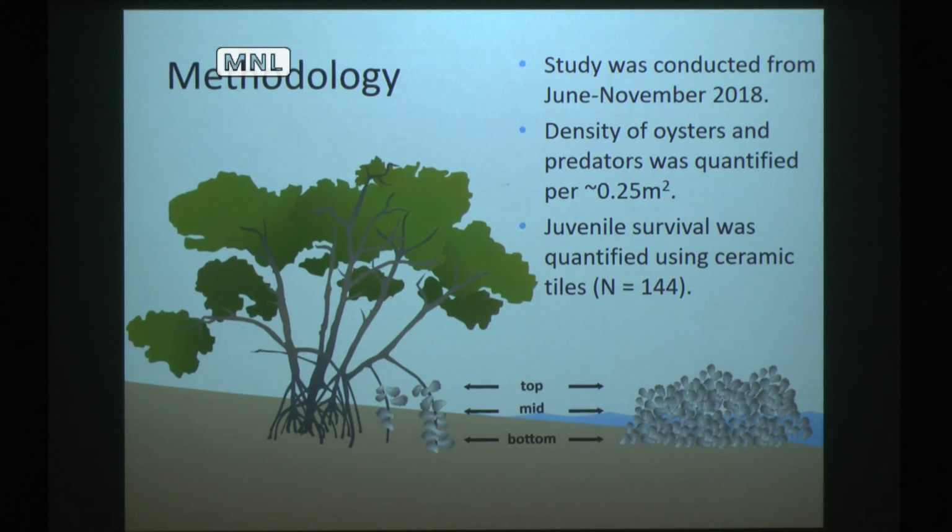To address the questions, I sampled oysters from June through November of 2018. I looked at oyster density as well as the density of predators. And I also quantified juvenile survival similarly to how I did in the first chapter, with the only difference that I didn't obtain juveniles from a hatchery. I just settled the tiles in the field and kept track of those oysters that settled. And I did this at 3 intertidal locations, such as we see in this image.